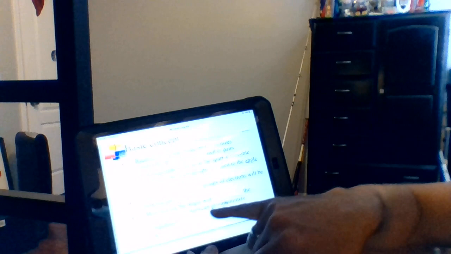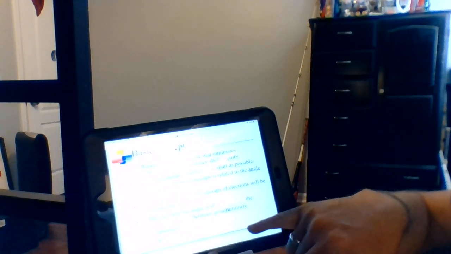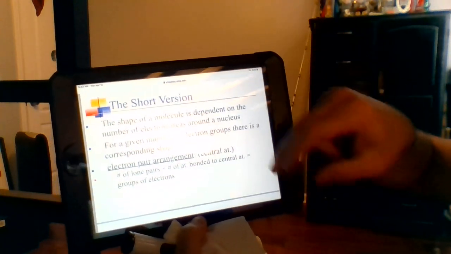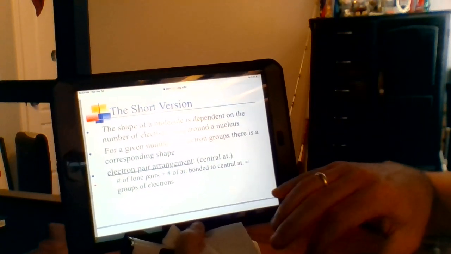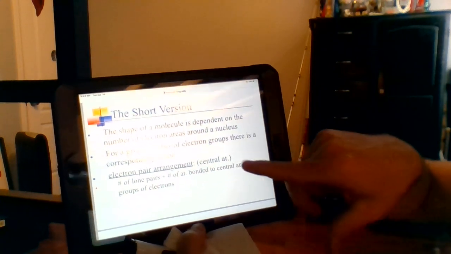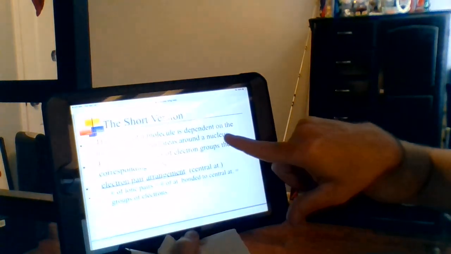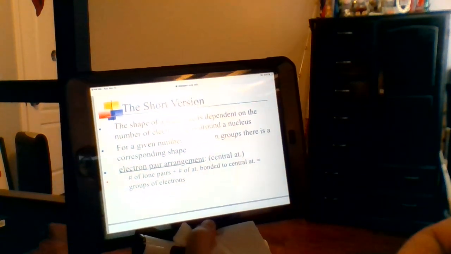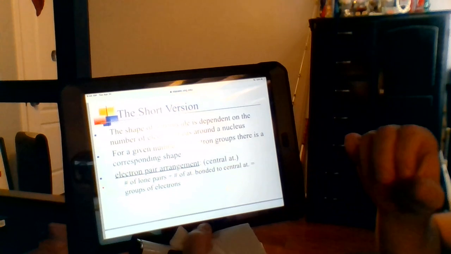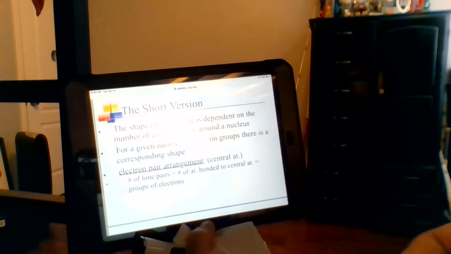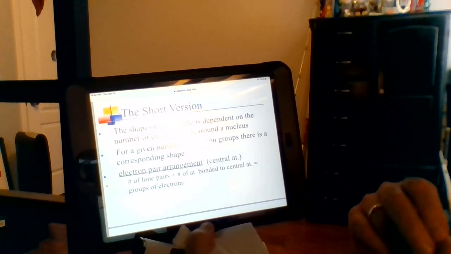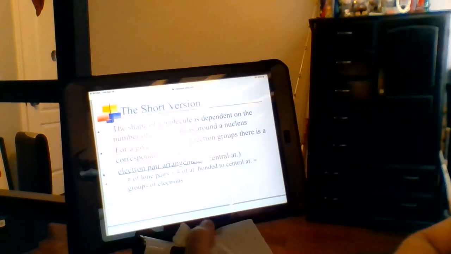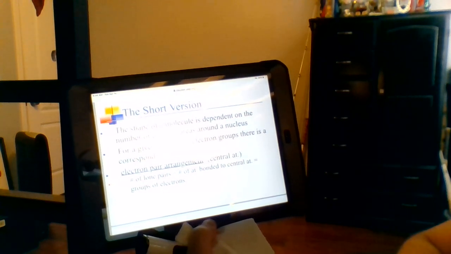Anyway, so we want to maximize the angle between the groups to reduce the repulsion between atoms. Okay, so we're going to get a certain set of shapes that are based on the number of electron areas around the nucleus. Sometimes those are called electron domains. Sometimes, if you count the electron domains, the actual number you get is called the steric number. Steric is S-T-E-R-I-C.